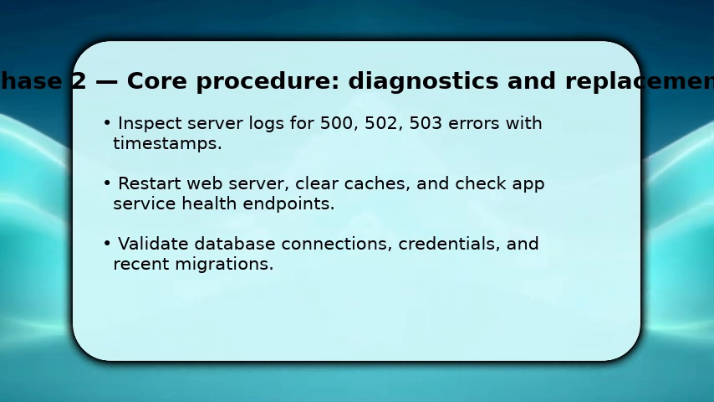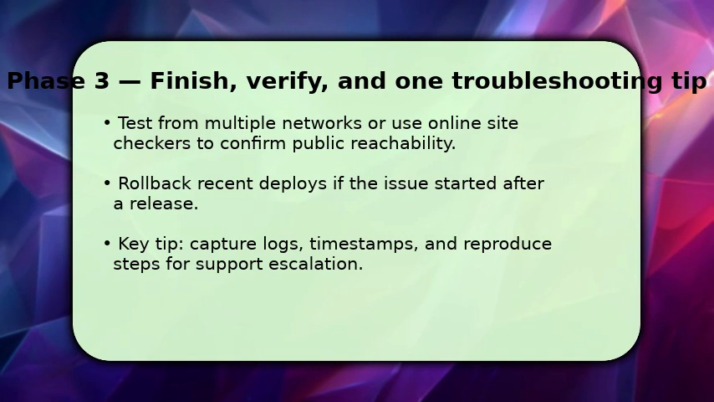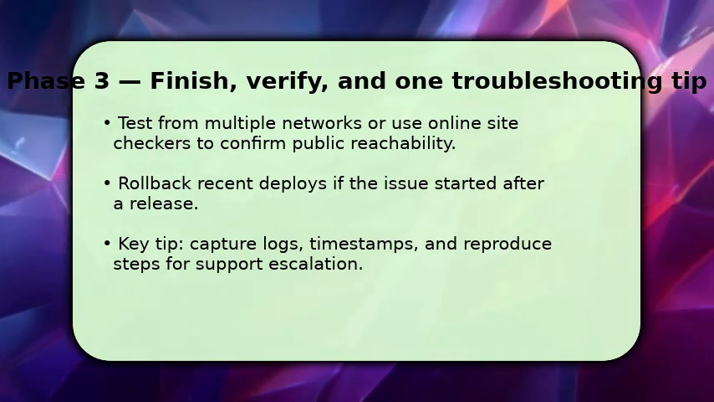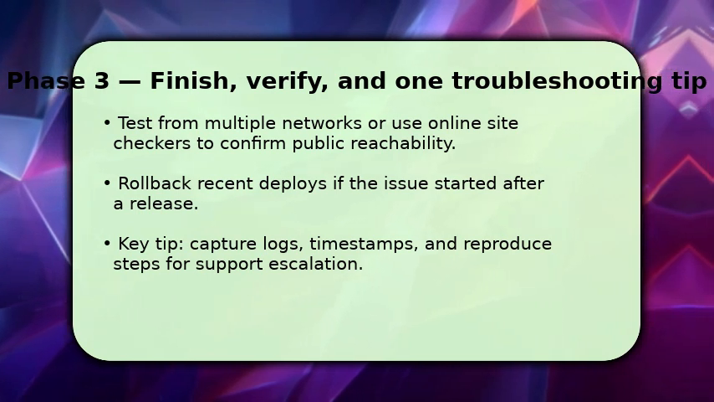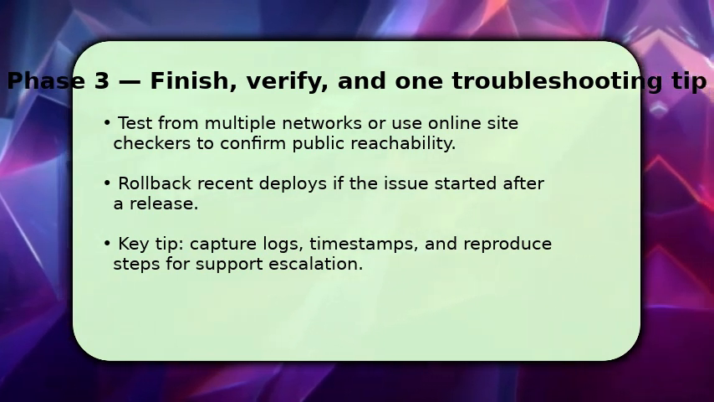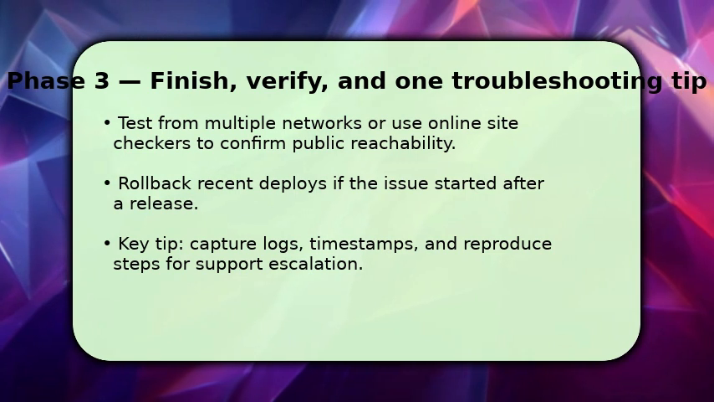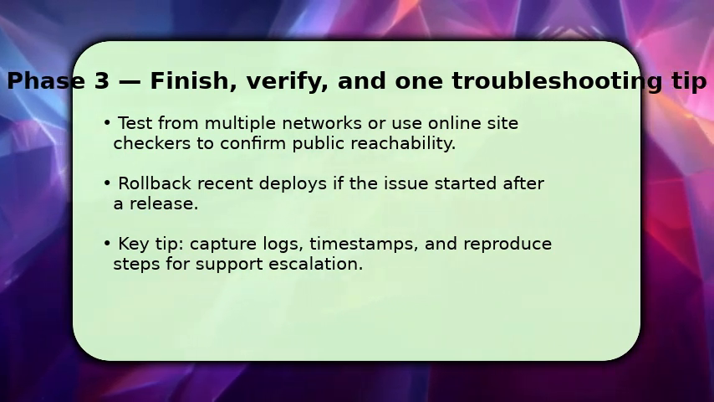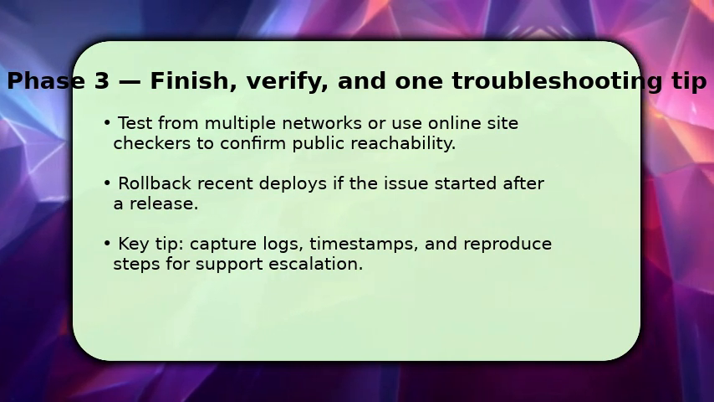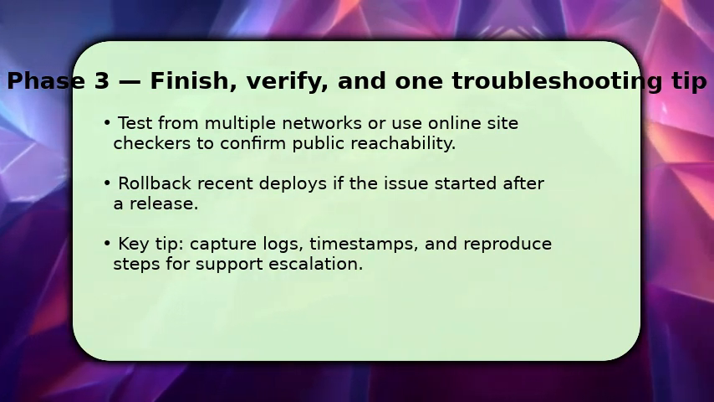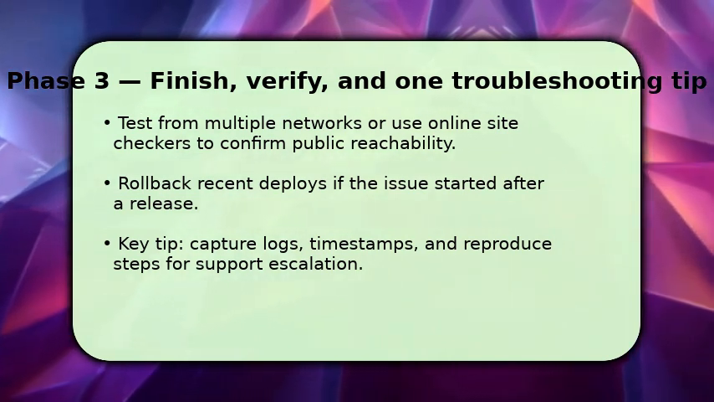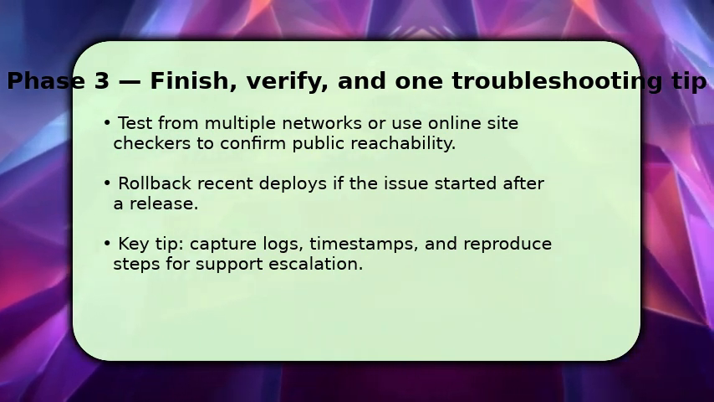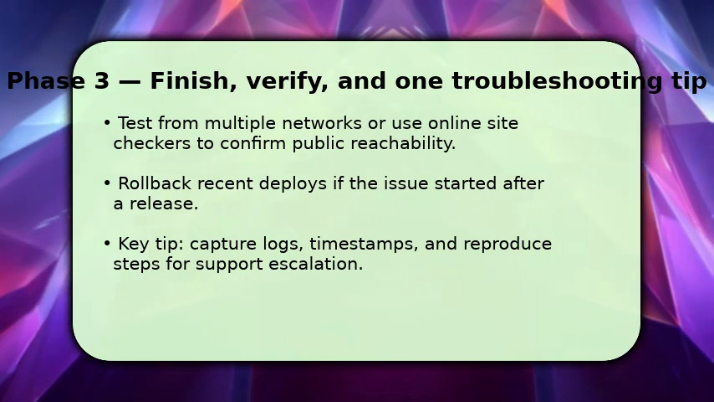Finish by validating external access and cleanup. You should test the site from another network, a mobile device, and behind the same load balancer to confirm public reachability. If the problem began after a deploy, roll back to the last stable release, then monitor error rates. Make sure DNS TTLs are respected and CDN caches are purged if necessary. If things still fail, gather logs, exact timestamps, request ID, and reproduction steps. Then escalate with that evidence to reduce.